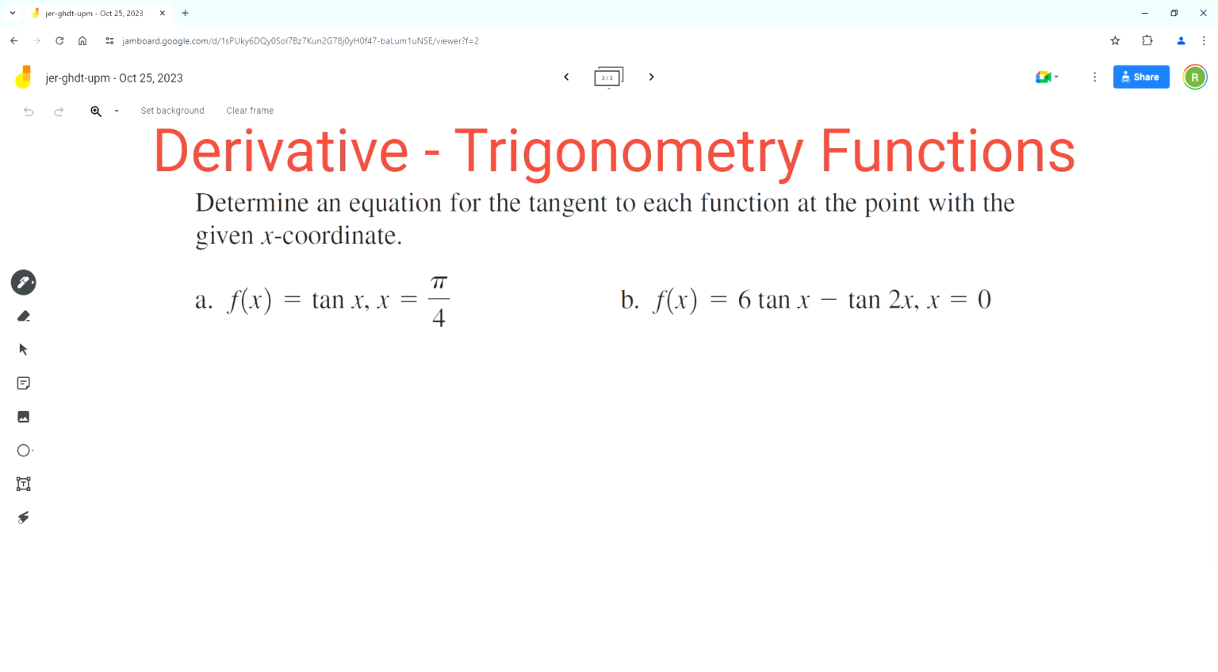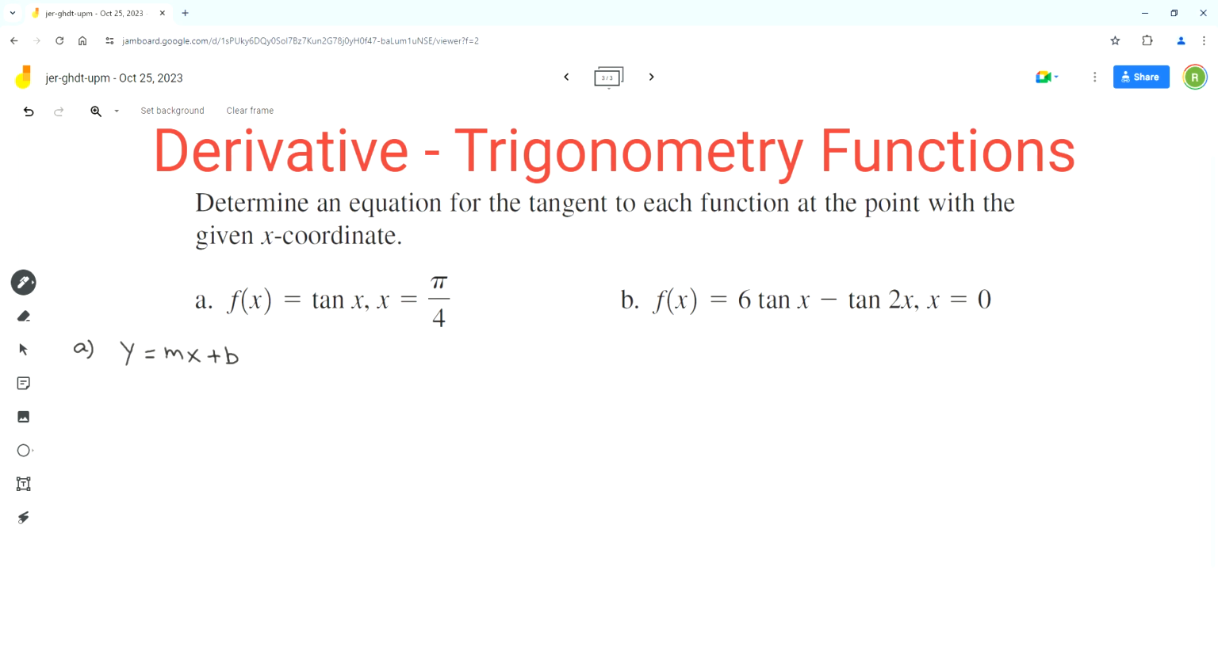In part A, the given function is f of x equals tan x and the x coordinate is pi over 4. So we have to find the equation of the tangent to this function, and we know that a tangent is a straight line and its general equation in slope intercept form is y equals mx plus b. So m is the slope of the line and b is the y-intercept.